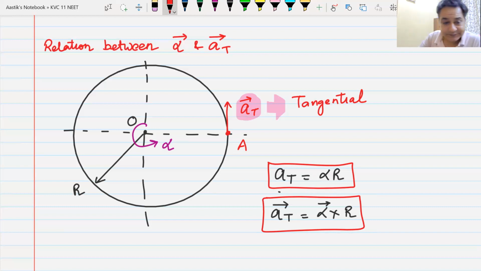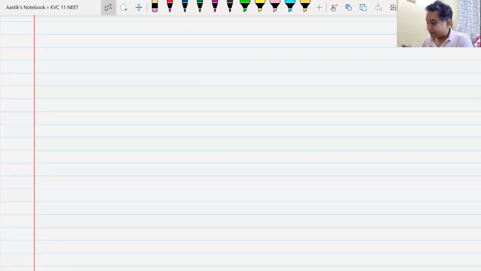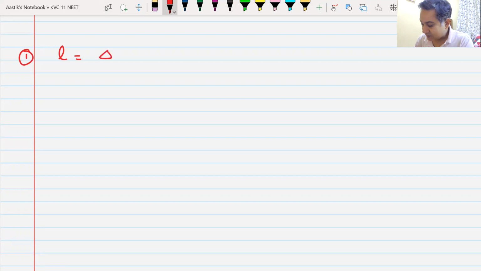So if I summarize all the three relations together, have you noted down, beta? If we summarize all the three relations together, relation number one, L, distance is angle multiplied by R. Everyone understands this? Number two, linear velocity or tangential velocity is omega multiplied by R.